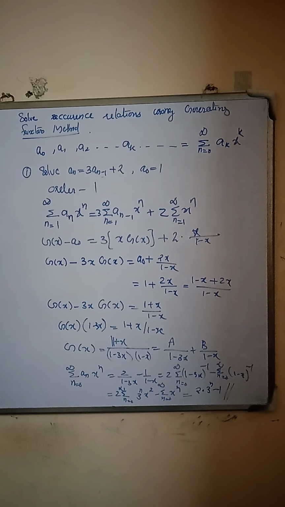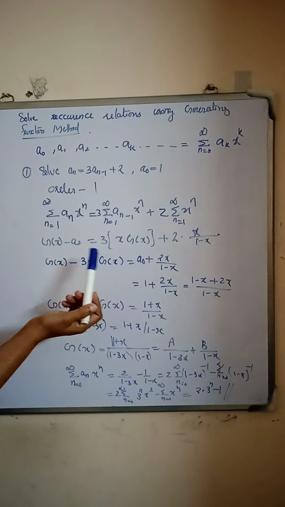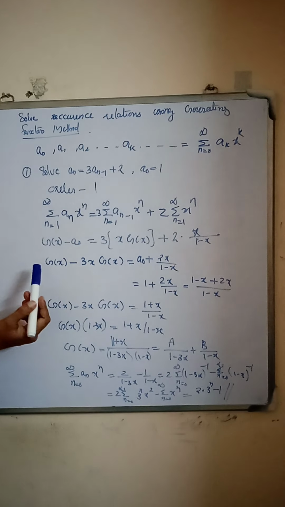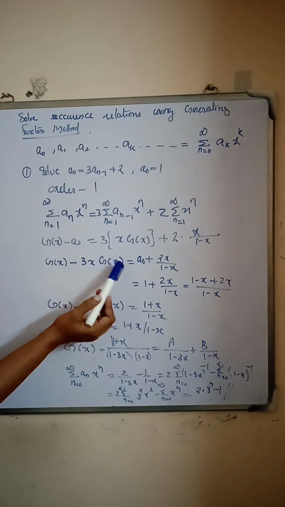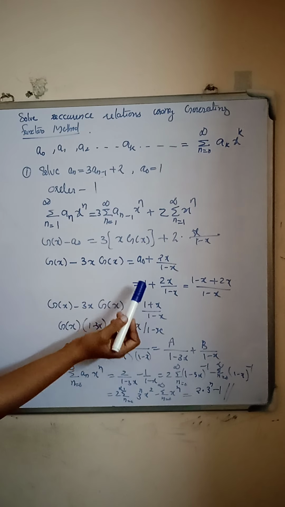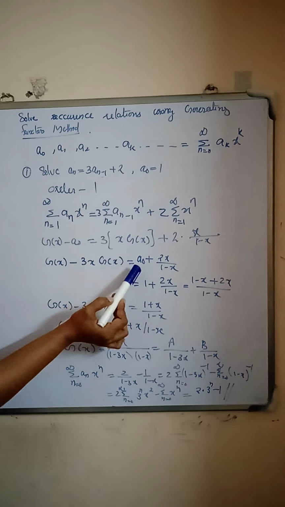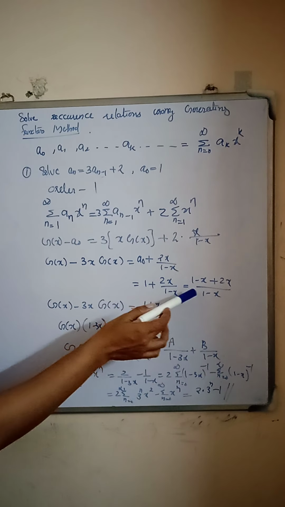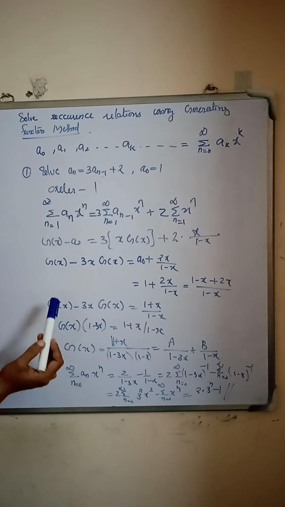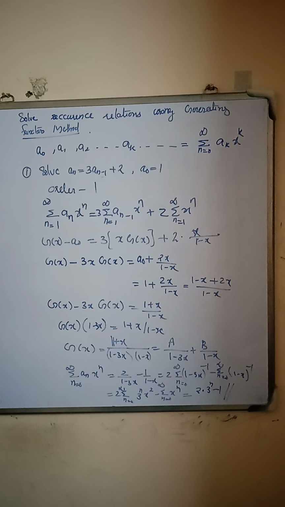Now g of x minus a naught is equal to 3 into x g of x plus 2 into x by 1 minus x. Taking g of x terms to the left, we get g of x minus 3x g of x equals a naught plus 2x by 1 minus x. In the question given a naught is equal to 1, substitute here 1 plus 2x by 1 minus x. That is 1 minus x plus 2x by 1 minus x. Therefore, g of x minus 3x g of x is equal to 1 plus x by 1 minus x.